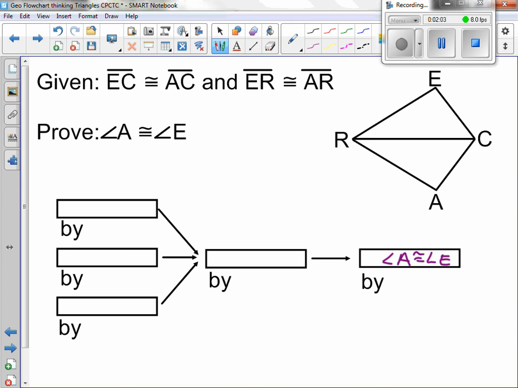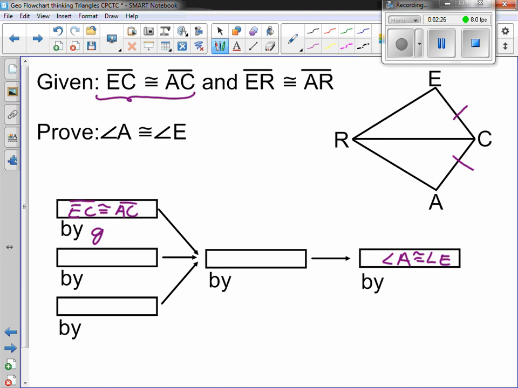So let's see what we know so far. Well, they told us what? Well, EC is congruent to AC. Line EC and AC are congruent because they told us it, yes? How do we know that they're congruent? It's by given. ER and AR would be congruent because it was given.